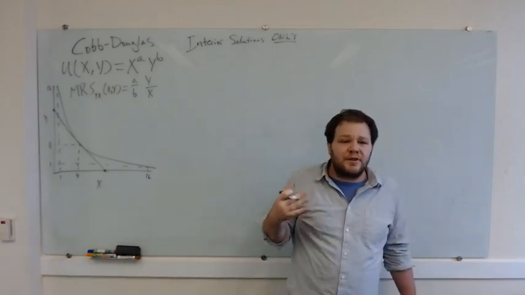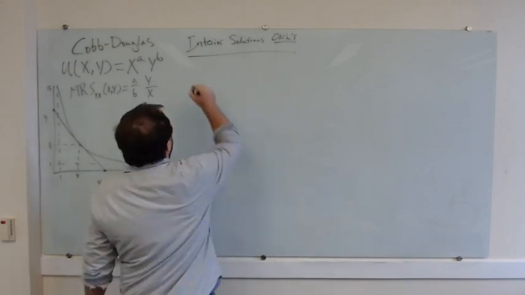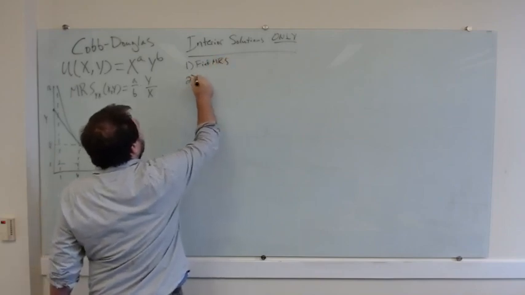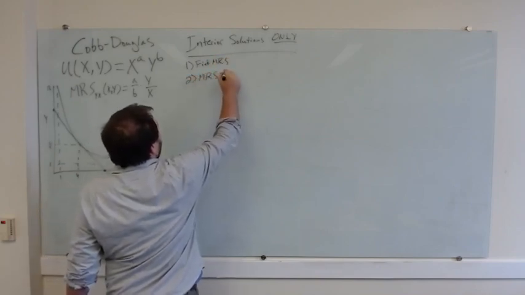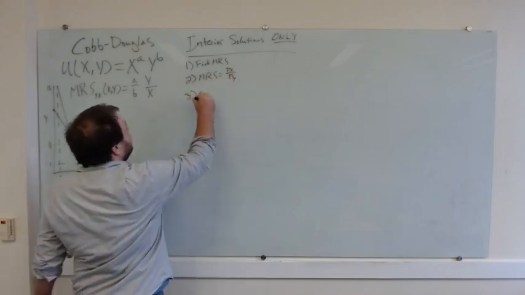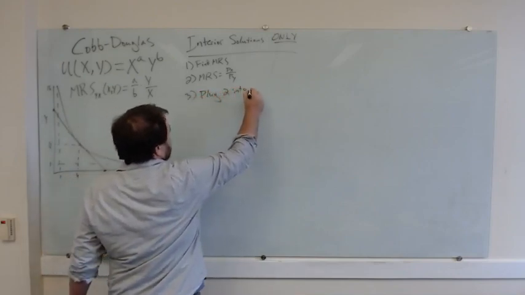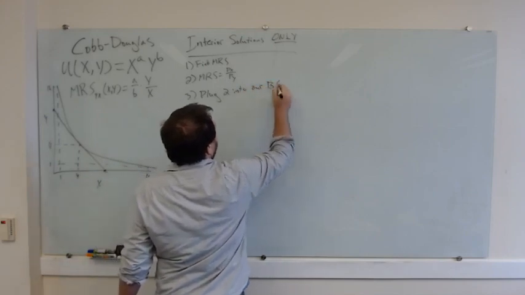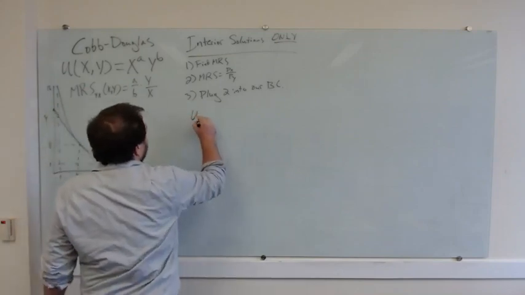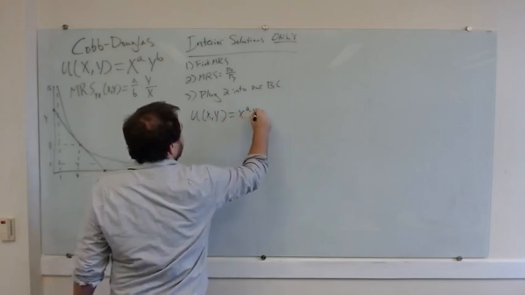So if we're going to try to solve for an interior solution, we laid out a procedure before, which is first we find our MRS, which we already did, right? We set our MRS equal to the price ratio. And then finally, we plug the results there into our budget constraint. So let's think about a generic problem, right? So we've got, as we had before, u of x,y equals x to the a times y to the b.